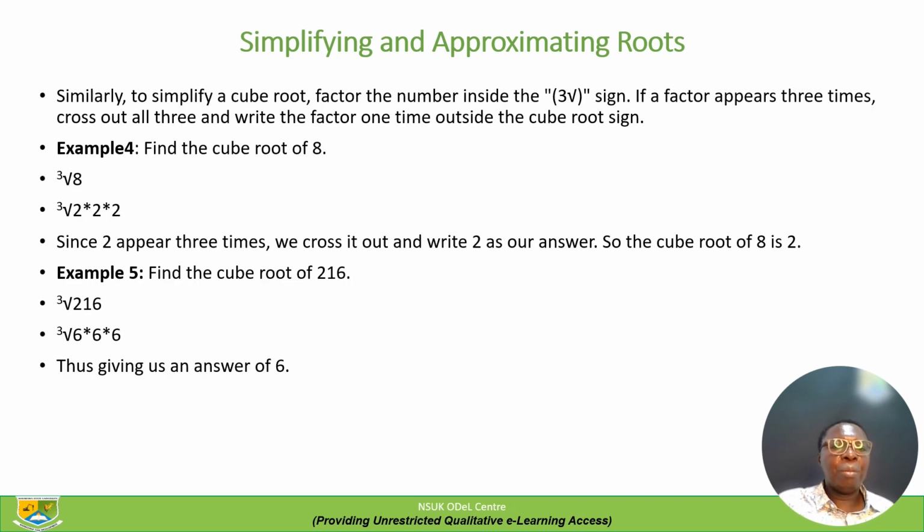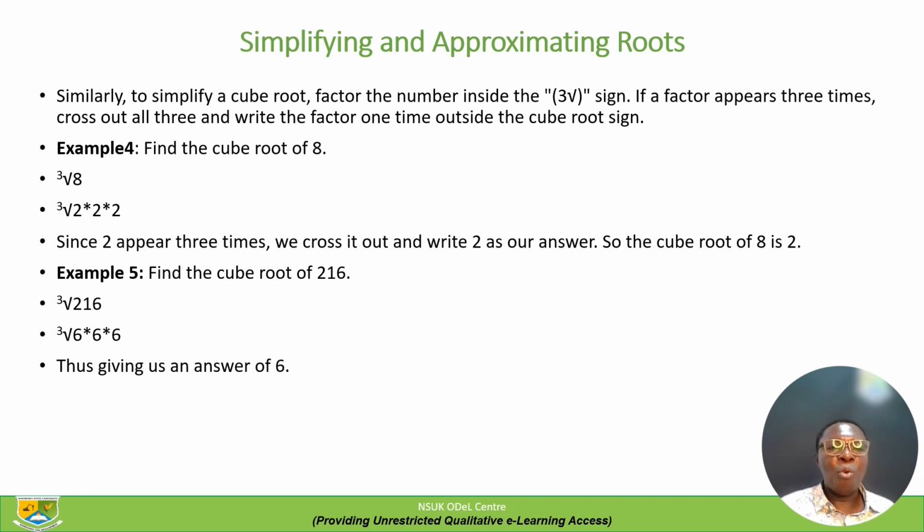Similarly, to simplify a cube root, factor the number inside the cube root sign. If a factor appears 3 times, cross out all 3 and write the factor 1 time outside the cube root sign.